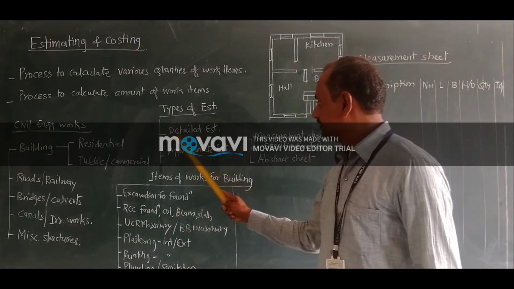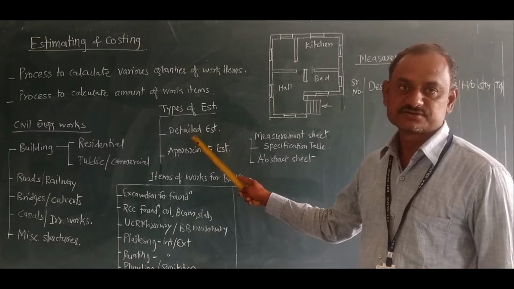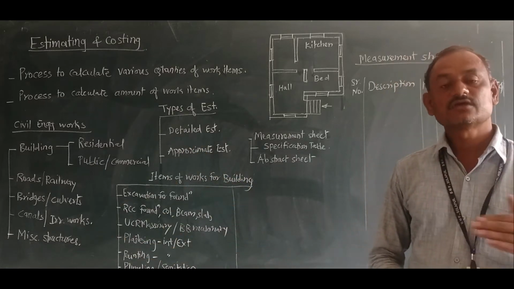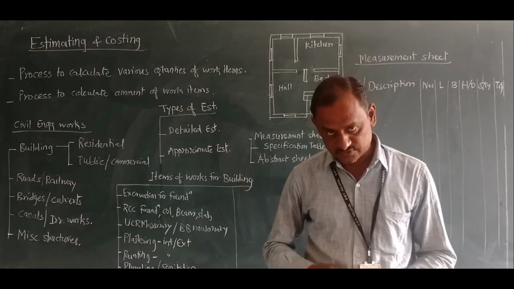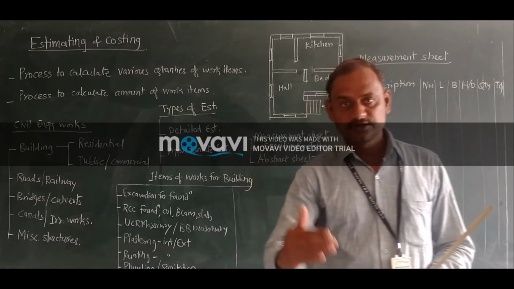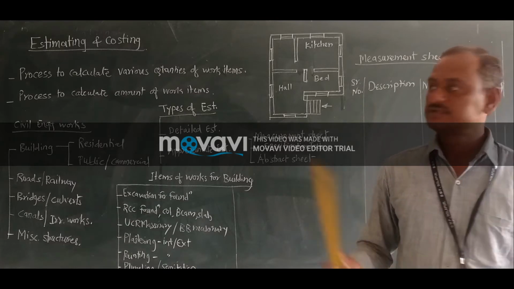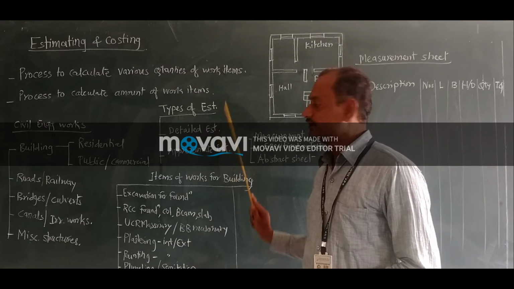Detailed estimate, the name itself indicates the detail. It means we are going to calculate the various quantities of items of works in detail, or one by one items of the particular work. It is called a detailed estimate.